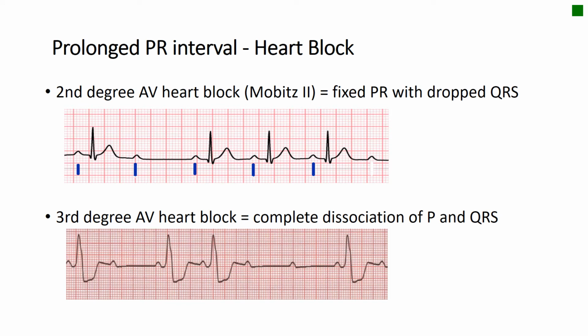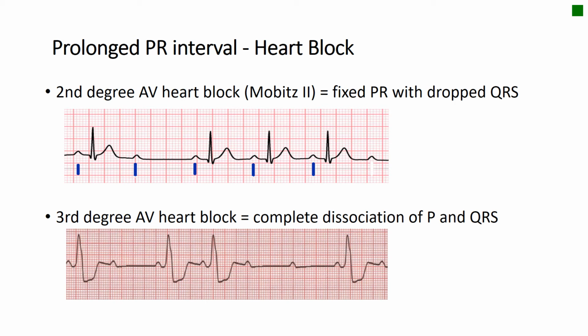Other types of second degree heart block include Mobitz 2. So it's a fixed PR interval. So the P wave comes in at the same time every time, but the QRS complex is sometimes dropped. That's type 2.